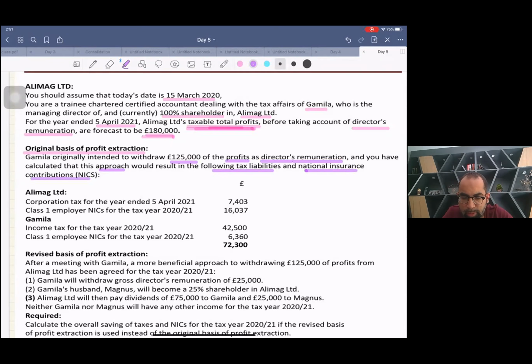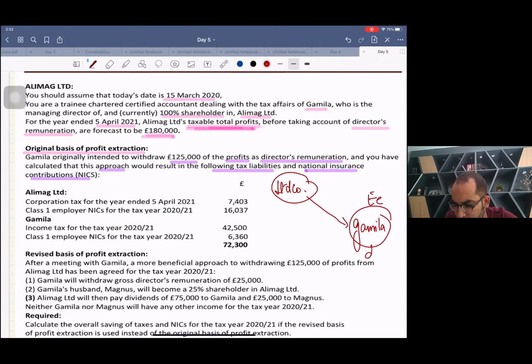Now wait. Go slow. This is the limited company and Gamila is the employee or director. So now I have just told you the case. If she's taking out some salaries, then the company is the employer. So the company will be paying class 1 employer NIC for the employee. This is one cost you are going to pay to government. Okay, and second thing, obviously the company will have to pay corporation tax. See, they have given you ready-made corporation tax. For this case, they have given you class 1 employer NIC for this case.